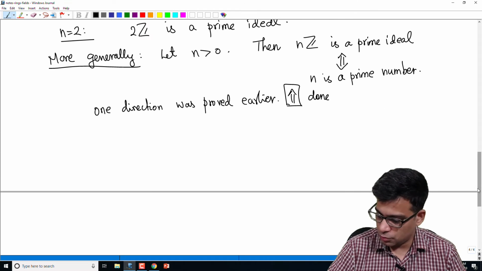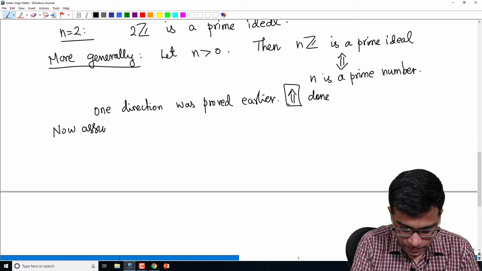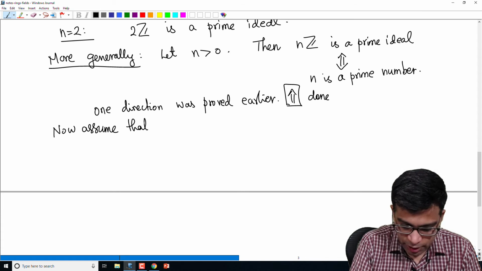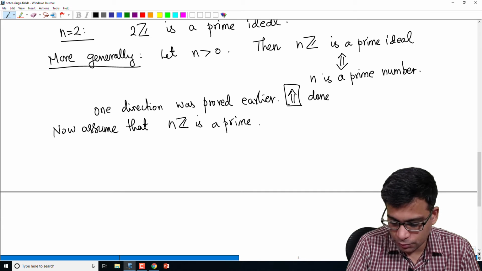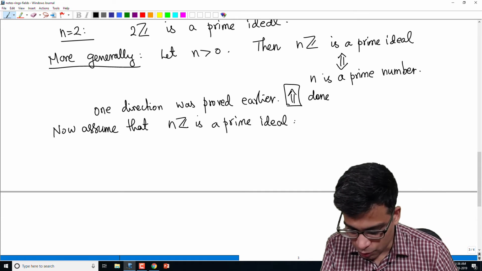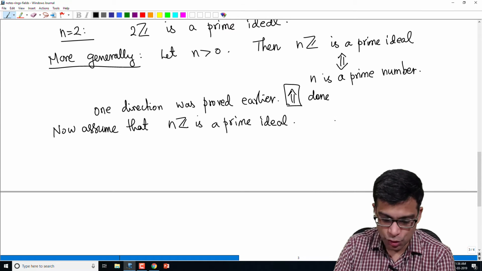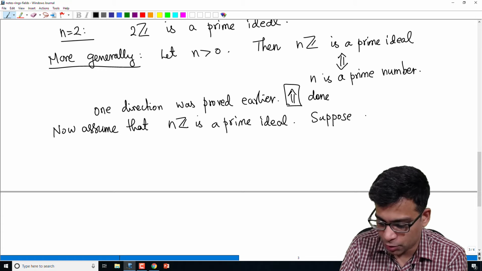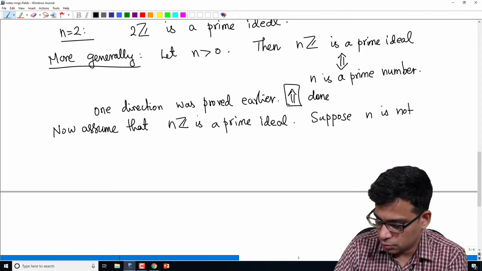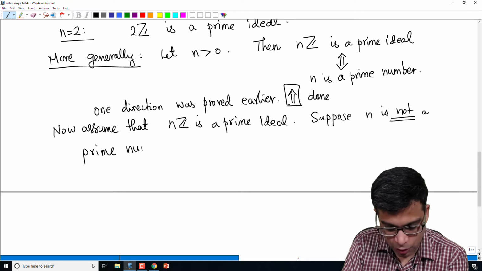Now suppose we have the other direction. So now assume that nZ is a prime ideal. We want to show that n is a prime number. So let's do that. Suppose n is not a prime number.